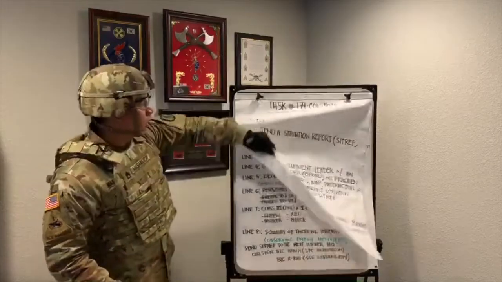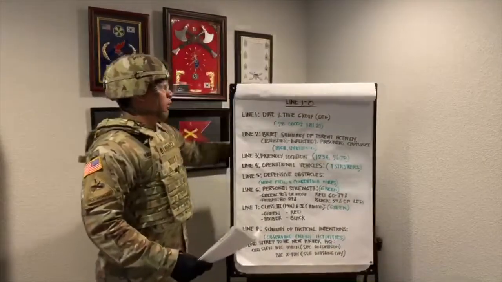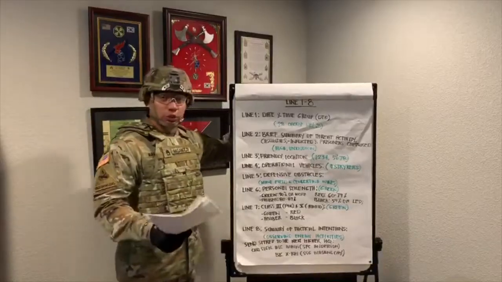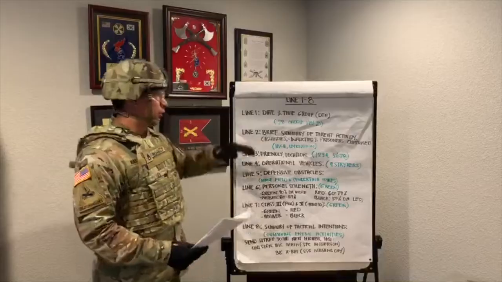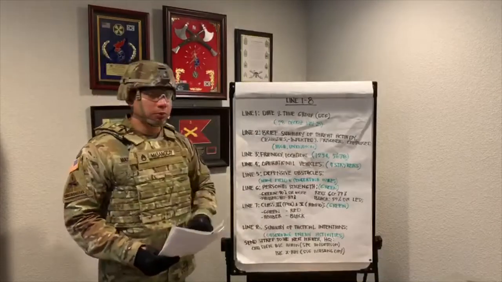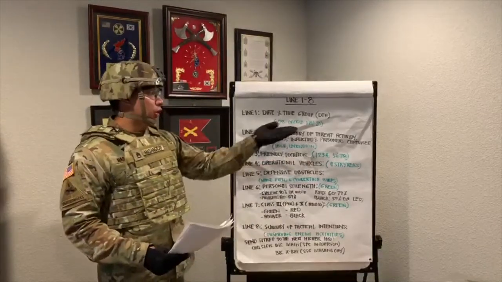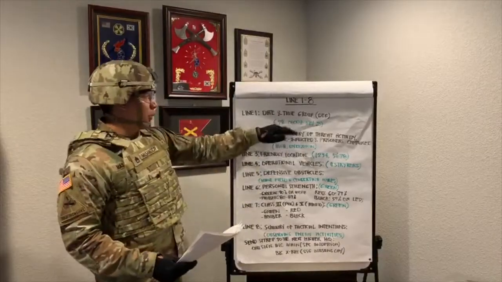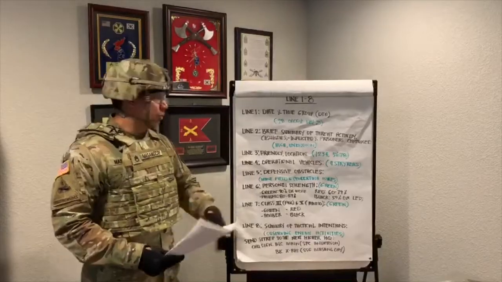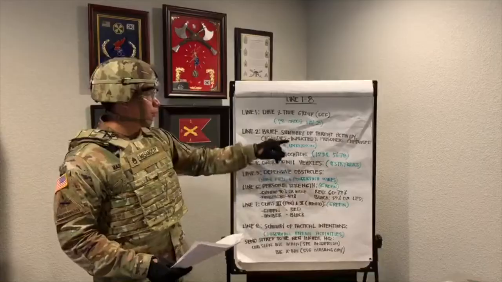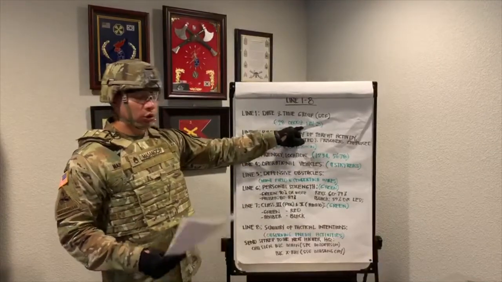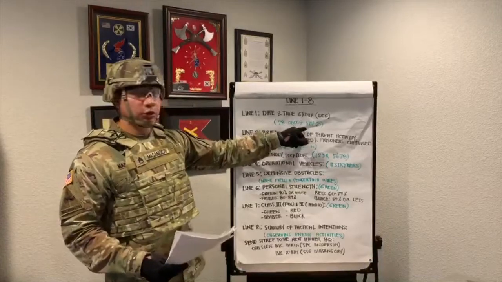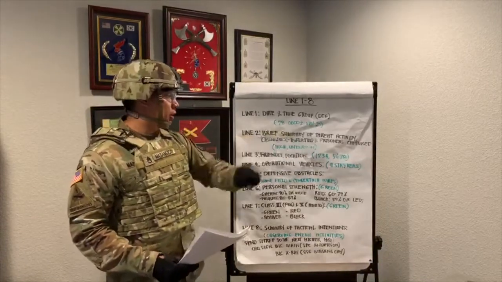At this time, I will now talk about the lines that go in a situation report. There are 8 lines that you need to fill out. The first one is the date, time, and group. As you can see right here in green marker, I put an example of how to write the date, time, and group: you start off with the day, the hour, the time zone, which is Zulu, what we use in the military, the month, and the year.